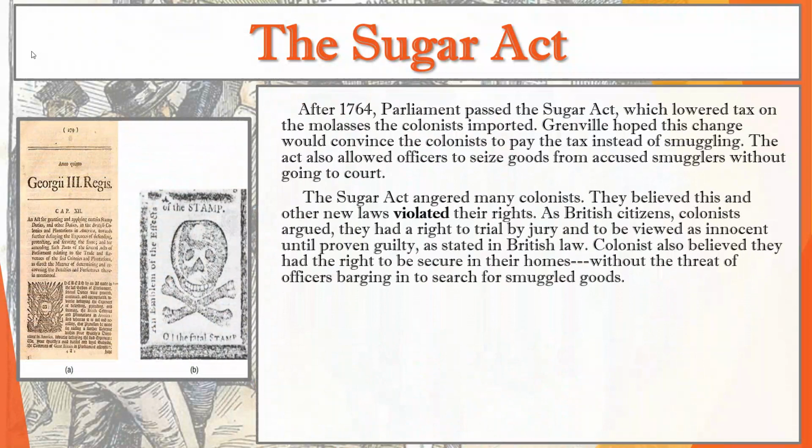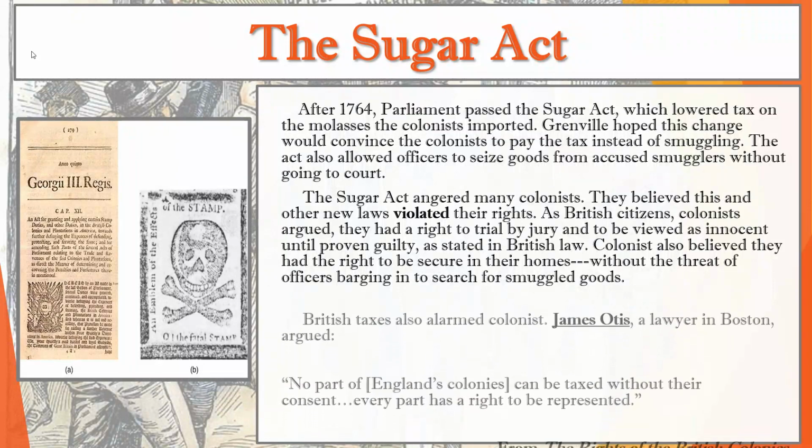The Sugar Act angered many colonists. They believed this and other new laws violated their rights. As British citizens, colonists argued they had a right to trial by jury and to be viewed as innocent until proven guilty, as stated in British law. Colonists also believed they had a right to be secure in their homes, without the threat of officers barging in to search for smuggled goods. Sound familiar, right? We talked about this.